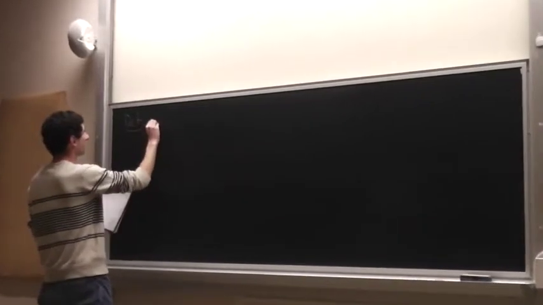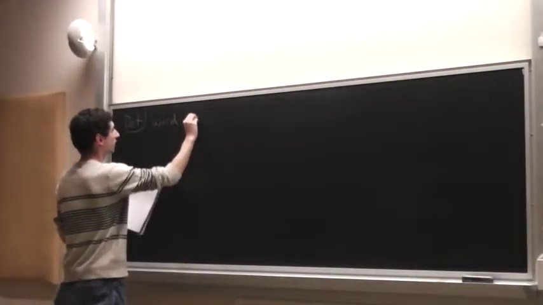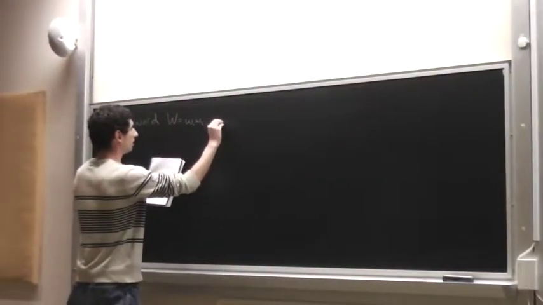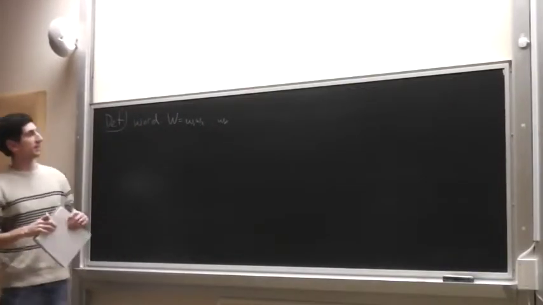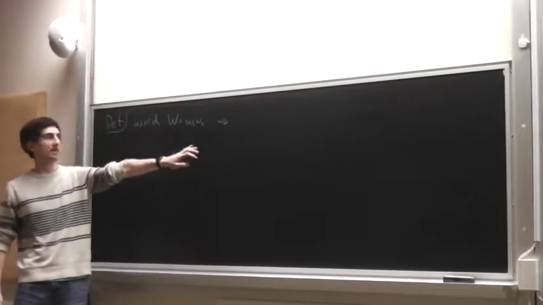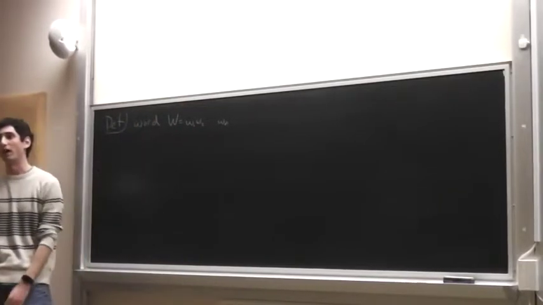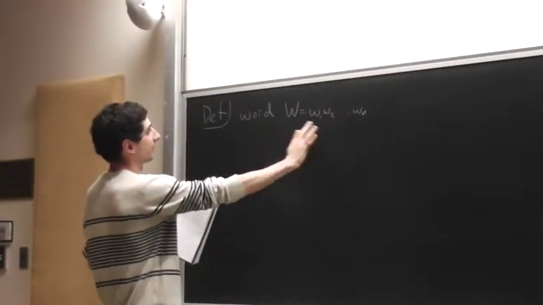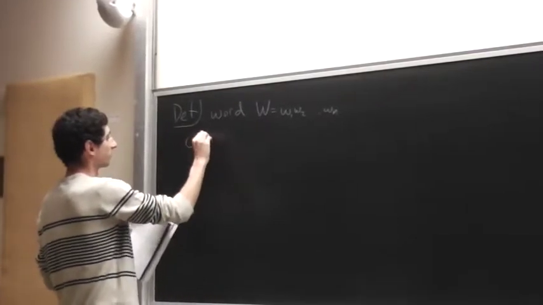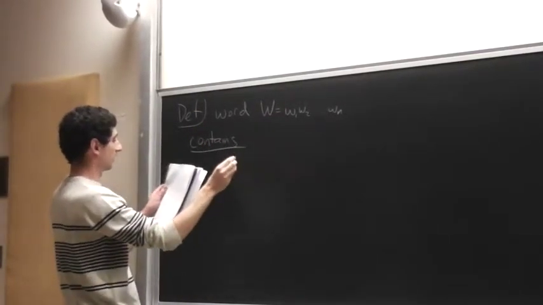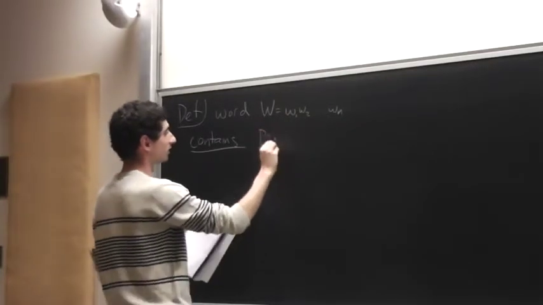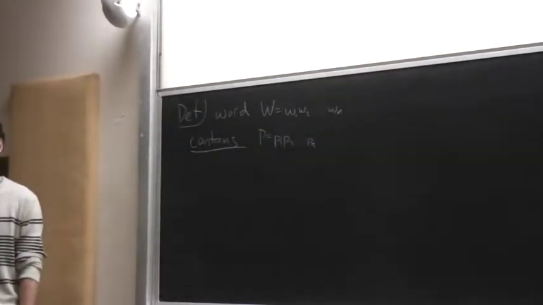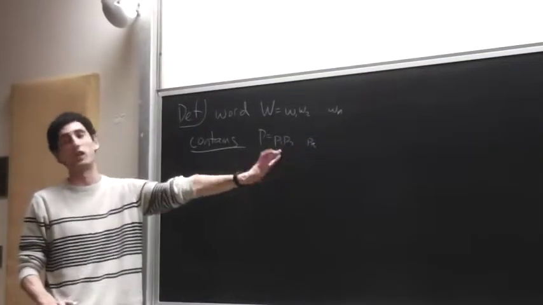Here's the first definition. I have a word, W, which consists of letters, W1 through Wn. We call this a word, and we call each of these letters, and letters are just numbers between 1 and some n. We're going to say that this word contains the pattern P equals P1, P2 through Pk. Again, the P's are just numbers; in this case, P is going to be a permutation of the numbers 1 through k.